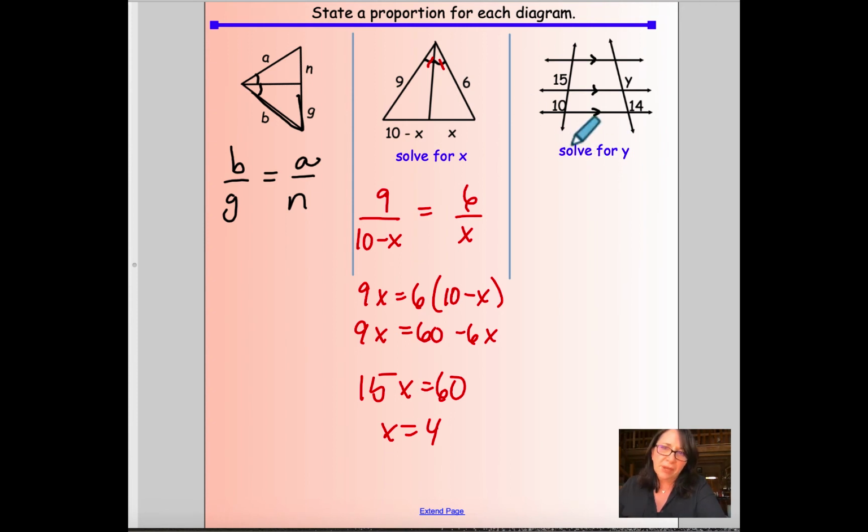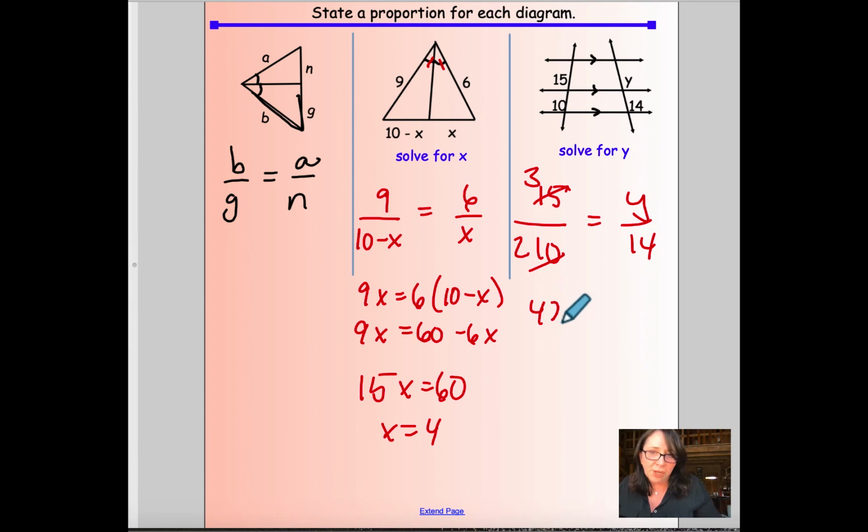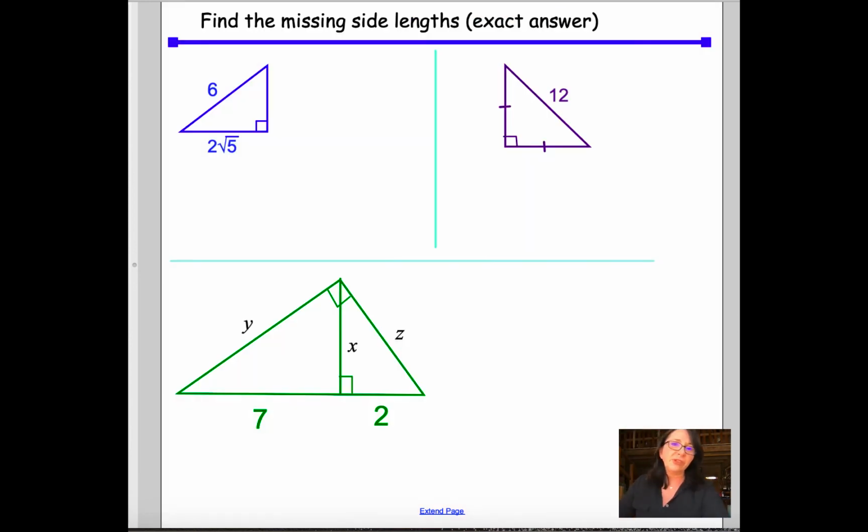For this problem here also, I would go 15 over 10 is equal to y over 14. I would simplify this left side and divide by 5. Dividing these by 5, that gives me 3 halves. And so when I cross multiply, I get 42. 3 times 14 equals 2y. Whoops. So I'm going to divide both sides by 2, and I get y is equal to 21.